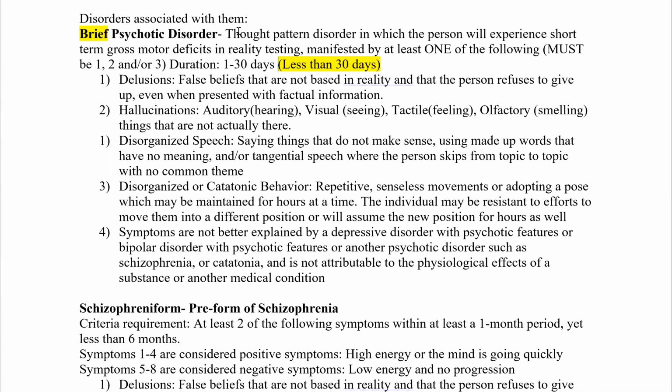So brief psychotic disorder is a thought pattern disorder in which the person will experience short, gross motor deficits in reality testing manifested by at least one of the following, and it must be 1, 2, and or 3. And the length of time is 1 to 30 days or 30 days or less. So let's look at the criteria. Delusions, false beliefs that are not based in reality, and the person refuses to give them up even when presented with the factual information. And that's the key, is oftentimes when people are presented information to better inform their situation, they often adapt to the things that can be helpful for them.